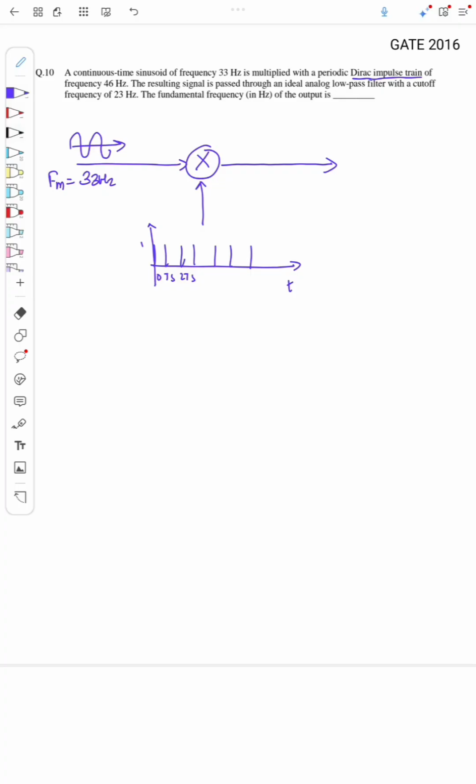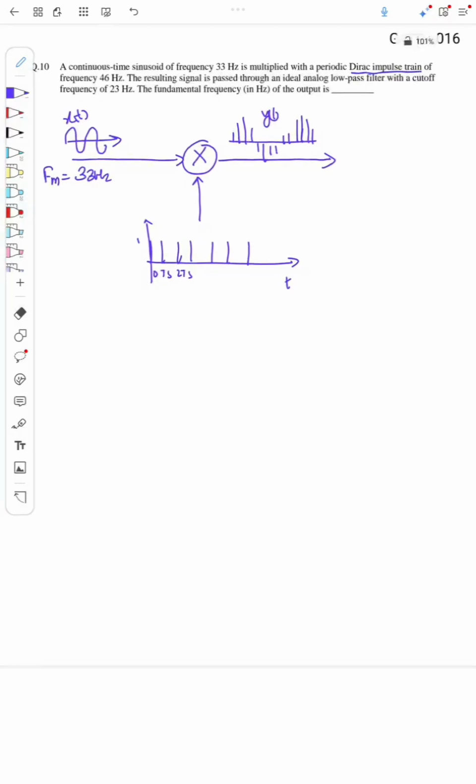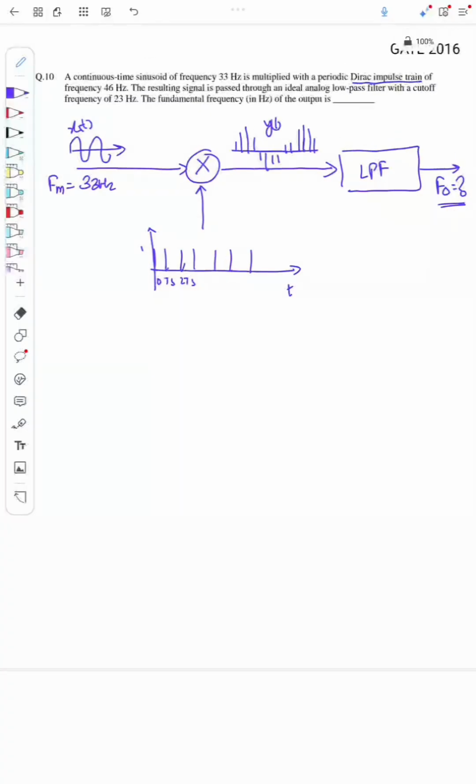So if it is multiplied, what will I get? We'll get a sampled signal of this one. If it is x(t), this will be y(t). This signal is passed through a low pass filter, and the question is to find the output frequency component at the output of this low pass filter, given the cutoff frequency of the low pass filter fc is 23 Hz. So how do we find this f0?